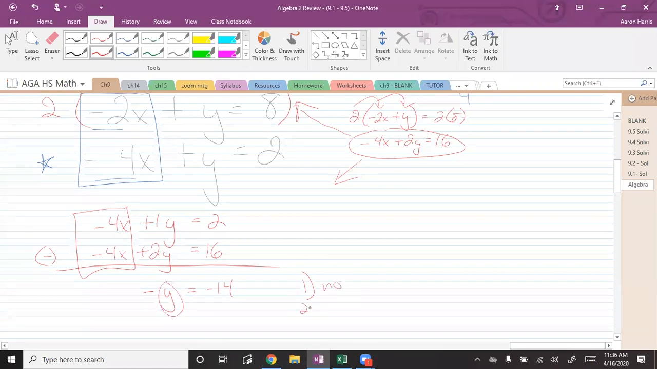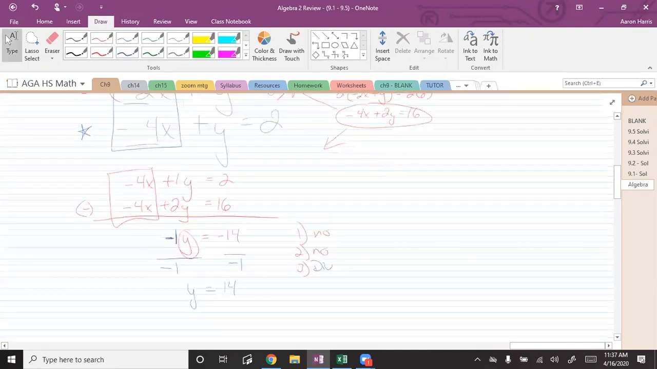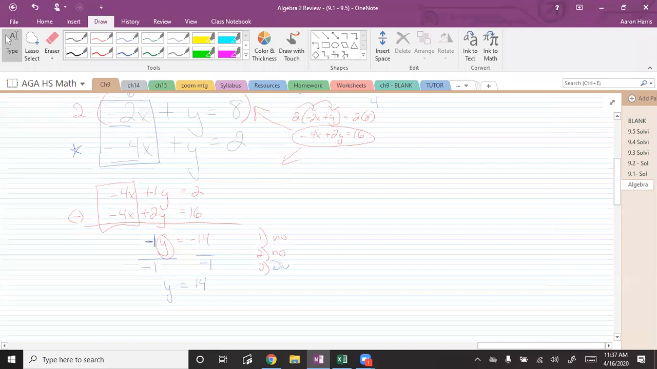So step number 1, we're going to solve for y. Nothing to do. Step 2, nothing to do. Step 3, what do we do? Divide by what? Negative 1. Y is equal to what? Positive 14.